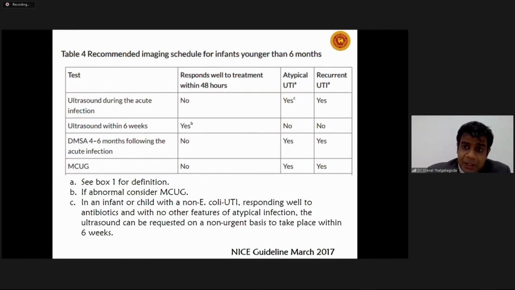If the patient has recurrent urinary tract infections, a recurrent UTI is classified as 2 urinary tract infections, of which at least 1 should be a febrile UTI, or 3 lower urinary tract infections. So if you have recurrent UTIs under 6 months of age, again, you need an urgent ultrasound scan, DMSA, and an MCUG. So this is for infants under 6 months of age.